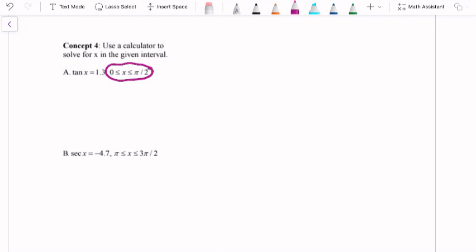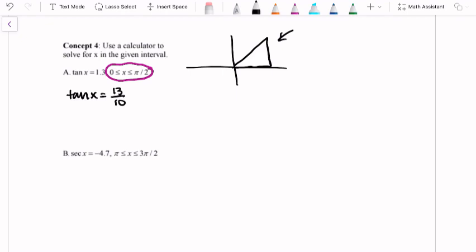Again, we have a restricted domain. We want it to be between 0 and pi over 2. So just thinking about the location of where this is occurring, I know that we're going to be in this first quadrant. Okay, so I know I have tangent of 1.3. I can label my triangle with 1.3, though I might prefer to think about this as 13 over 10. I know that tangent is opposite over adjacent, so here's 13 and here's 10, and we're trying to find this value of theta.